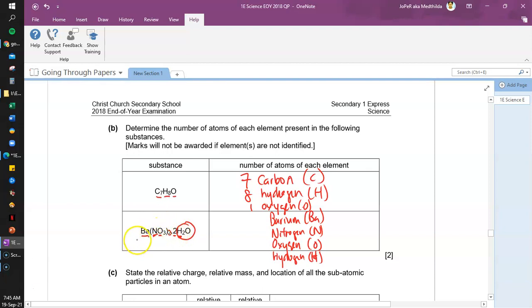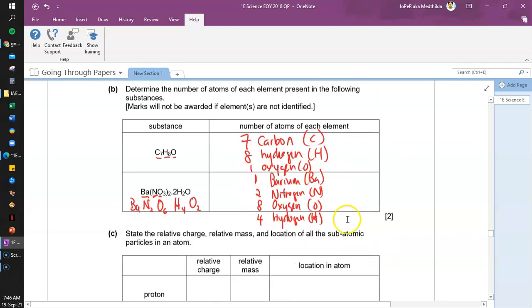So if I were to expand the whole thing out, I got Ba, I got 2 nitrogen, I got 6 oxygen. Now 2H2O tells me that I got 2 waters, so I must have 4 hydrogen, H2 times 2. So I got H, 4 of them, and O, 2 of them. If I look at all this expanded out with all the little numbers at the bottom right, I have 1 barium, 2 nitrogen, 8 oxygen, and 4 hydrogen. So that's how you go about counting the number of atoms of each element.